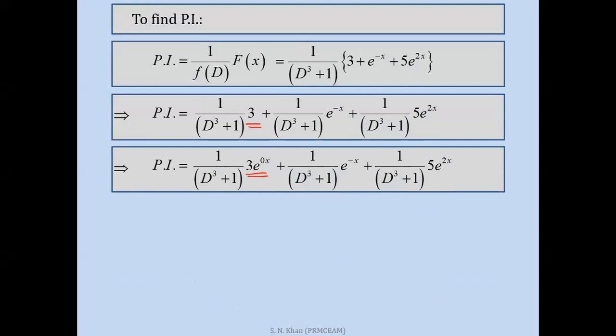Now, one by one. If you check the first term, we have the exponential function e to the power 0x. In the second term, again we have an exponential function, e to the power minus x. In the third term, again we have an exponential function, e to the power twice x. Means, in all three terms there is an exponential function present. Means, each term can be solved by using case number 1, which is applicable for the exponential function. We only know case number 1 anyway. So here we can apply case number 1 on all three terms.